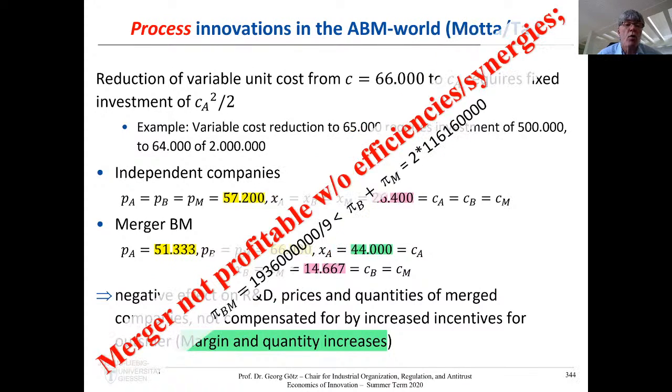And this seems somehow rather unlikely. And what is even more important, this merger is not profitable. The firms would not merge without efficiencies. And that's what you can calculate, and actually probably you even should check whether I did this calculation correctly, because I think this is a rather interesting result. Without synergies, the profit of the merged company will be lower than the profits when they were independent. Why is that?